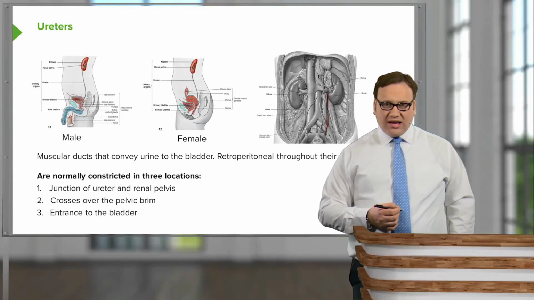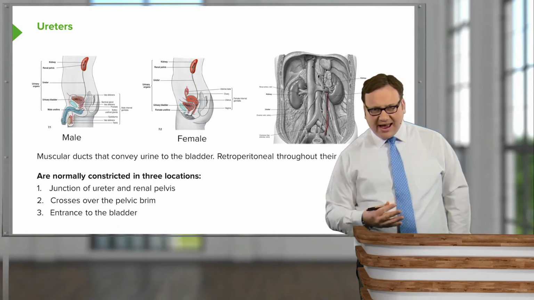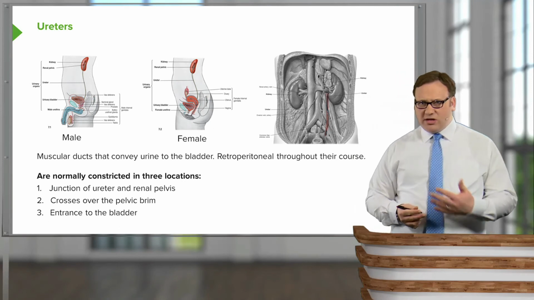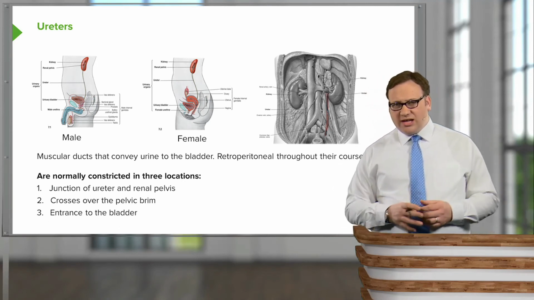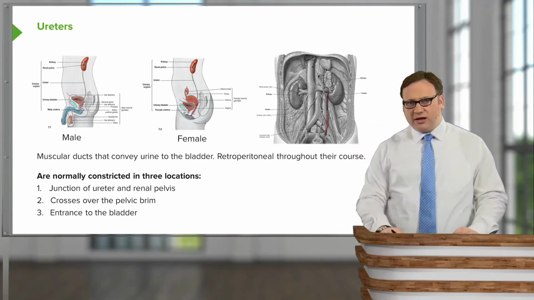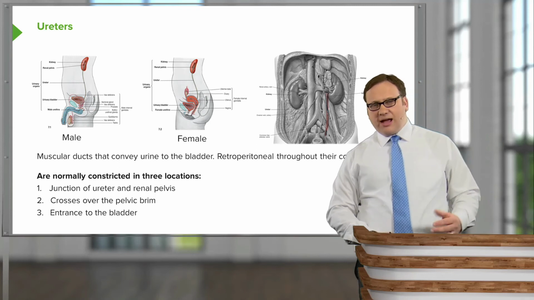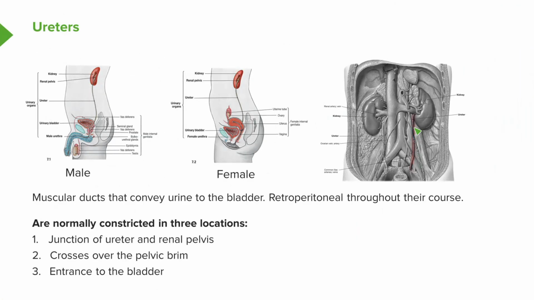Along their course, each of the ureters can become constricted, can become narrowed. And this is important if you were to have a kidney stone, which could then become lodged against these constrictions, preventing urine from passing down towards the bladder. And this can happen in one of 3 places. It can happen where the ureter joins the renal pelvis, quite high up in the renal hilum, where the renal pelvis narrows down into the ureter.